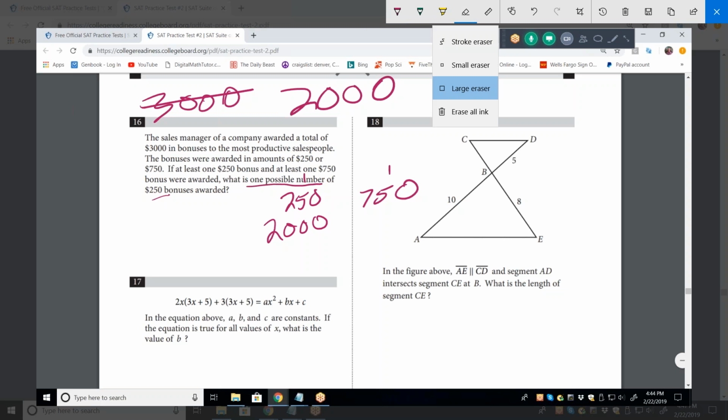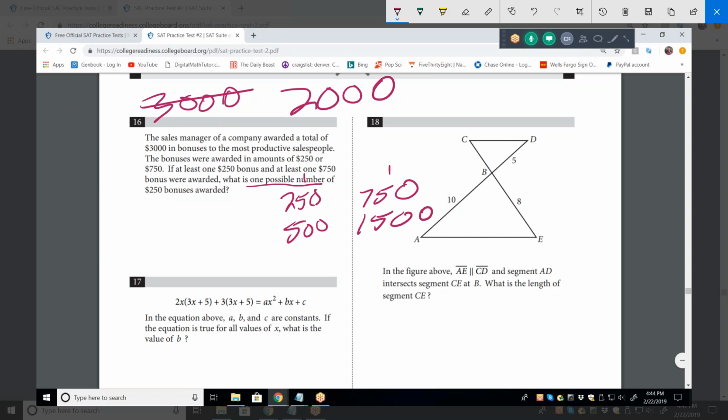The correct answer. Now, I'm going to show you what I would have done just to point out another way of doing it. I know these add to 1,000, right? So why don't I just double them? Make that 500, make that 1,500. There's my 2,000 right there. In fact, there's my 3,000. And so one possible number of $250 bonuses is 3. To me, that's the quickest way to do it.